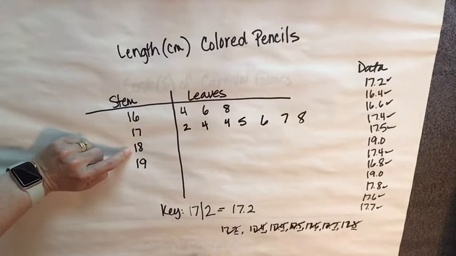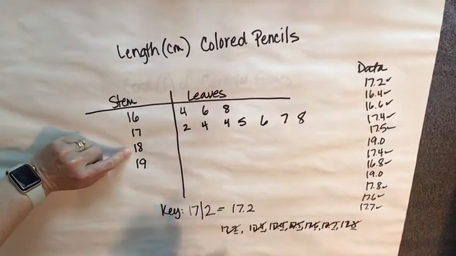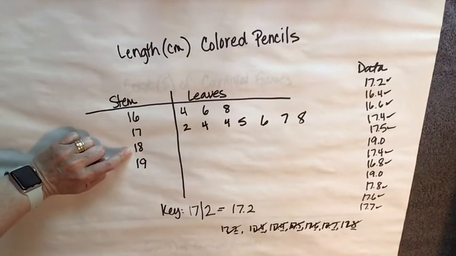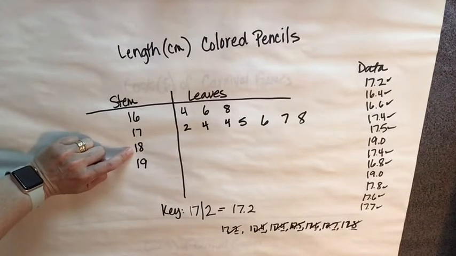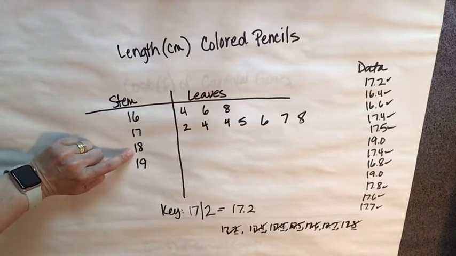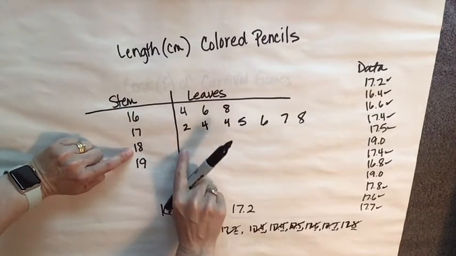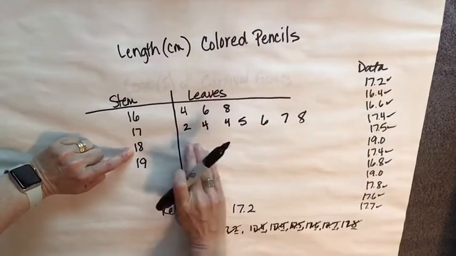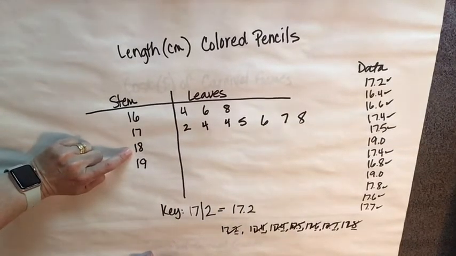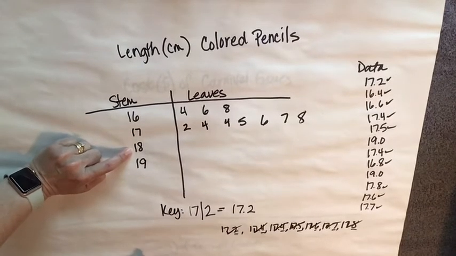Next I need my 18s. And I'm looking down my data. I have a 19 and I have a 19. I don't have any 18s, so I can't list any 18s on the leaves for this stem. I don't want to put a 0 to say that I have 0 pencils that are in that length, because that would mean I have a pencil that measured 18 and 0/10. So I leave it blank. If there are none, I leave that stem blank. I still list the stem so I can visually see that there were none. I just don't put any leaves there for that.